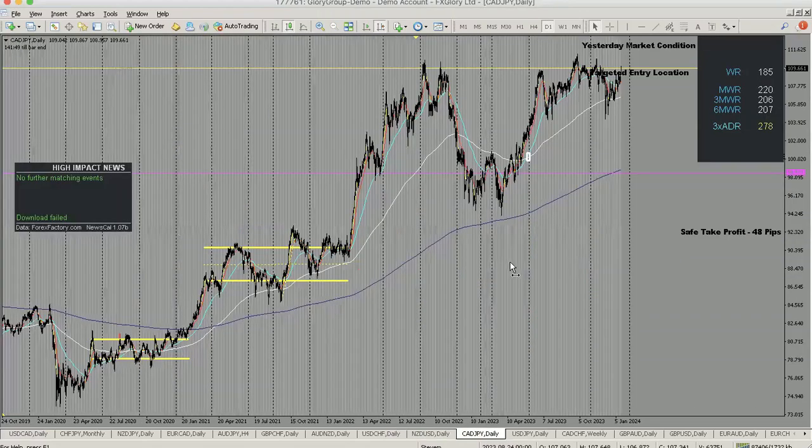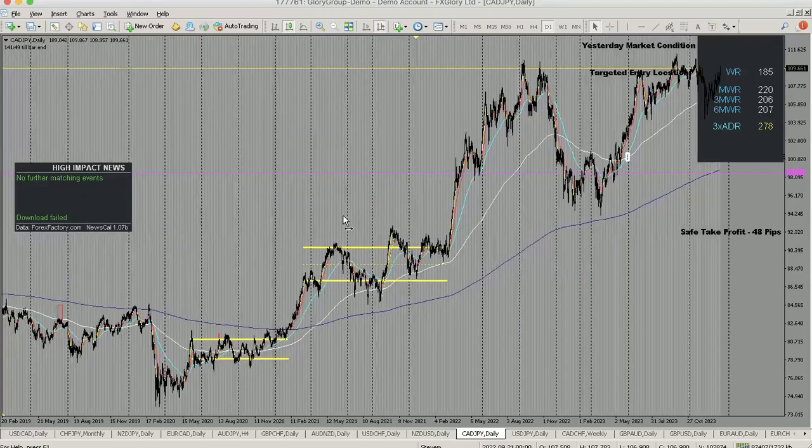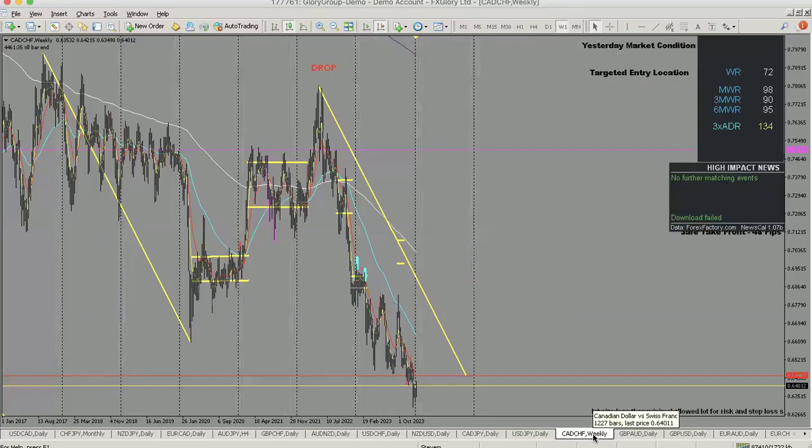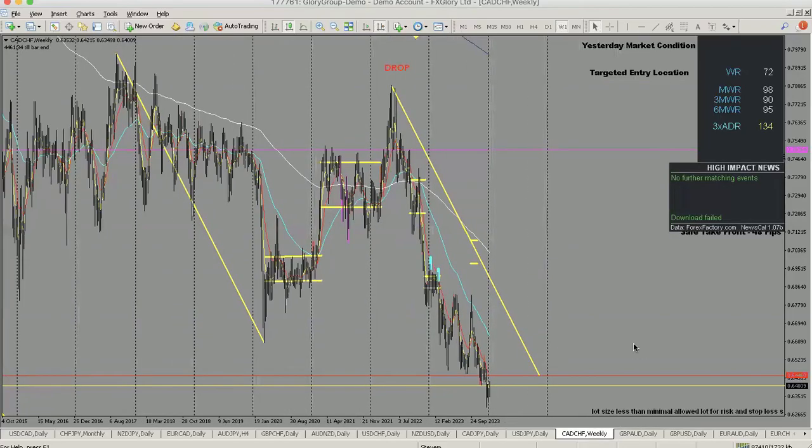CAD JPY trying to push up, but I can see the cycle 1, 2, a peak. USD JPY, same thing, bigger scale, 1, 2, and a peak. 1, 2, 3. Pass. CAD CHF tried to work that massive ABCD higher. We like it. 1, 2, 3 to the low.